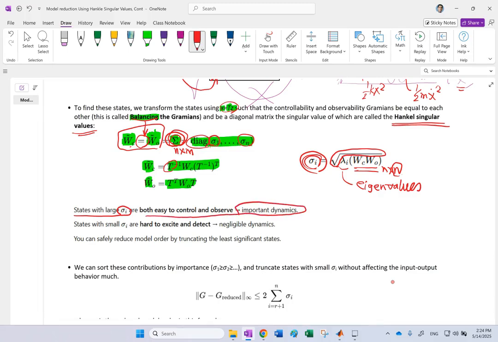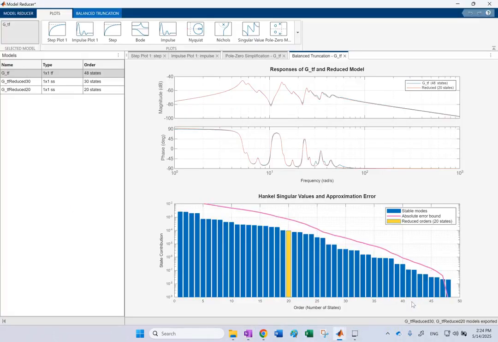Good. Now what? The states that have large sigmas are the ones that are both easy to control and observe. Those are my important dynamics. The ones that have smaller sigma are the ones that are hard to excite and detect. Those are the negligible dynamics. So I can get rid of some of the ones with small sigmas and keep the ones with bigger sigmas. And again, look here, we sort them from the highest to the lowest.